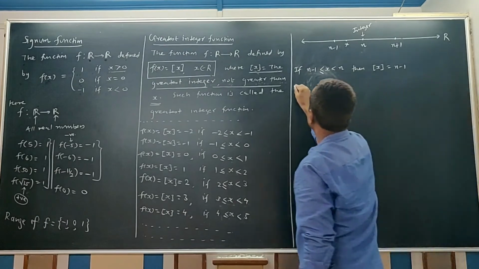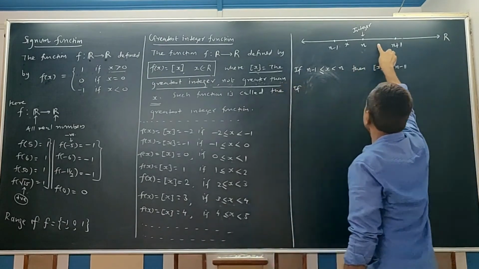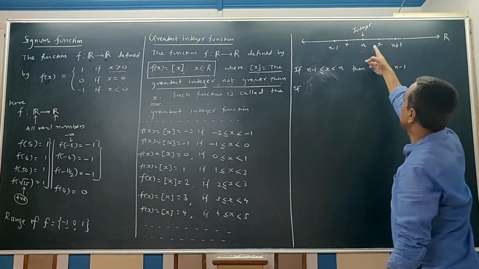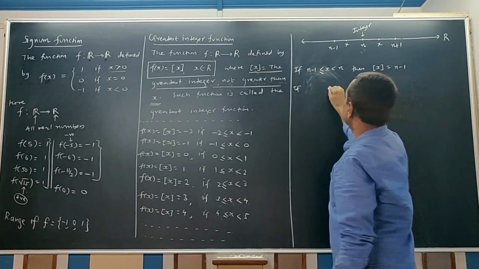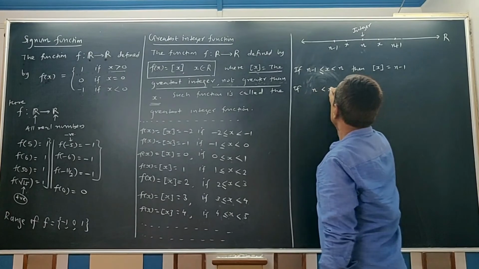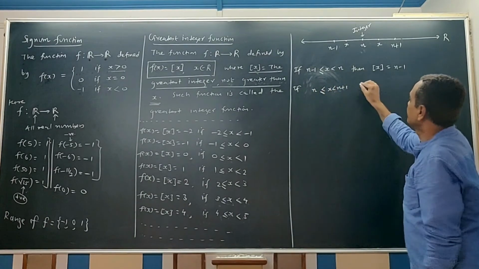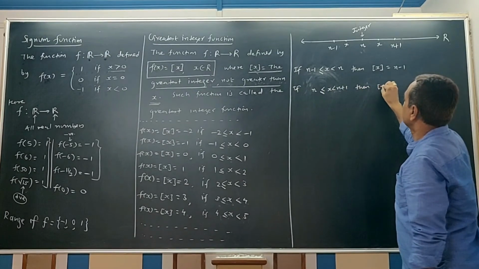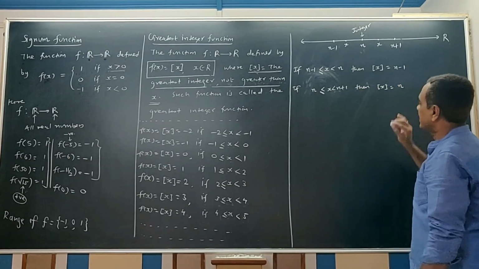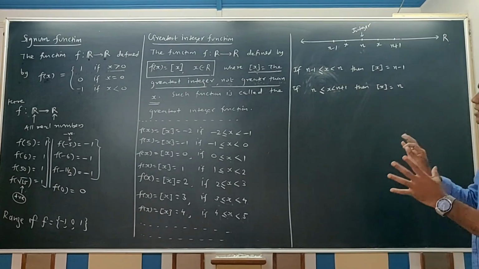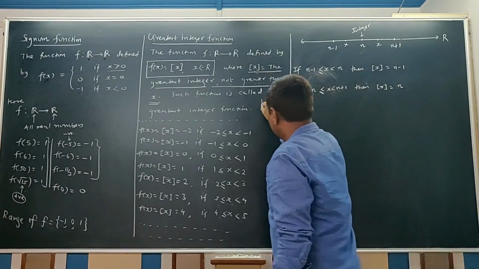Similarly, the statement for this side: if x is in this part, between n and n plus 1, or equal to n, then its box value is equal to n. Now, the graph of this function can be expressed as follows.